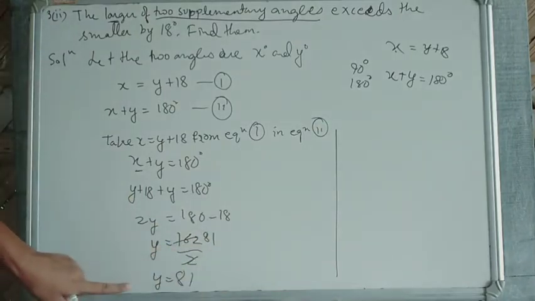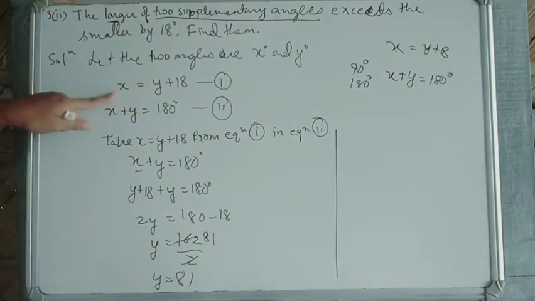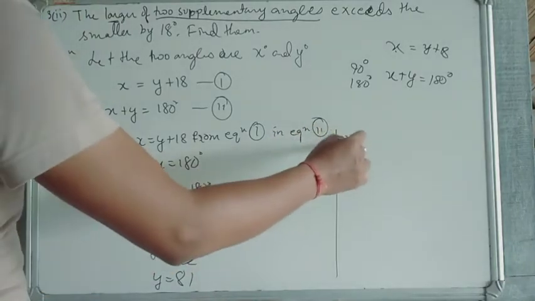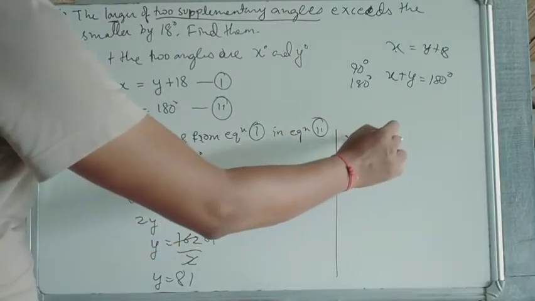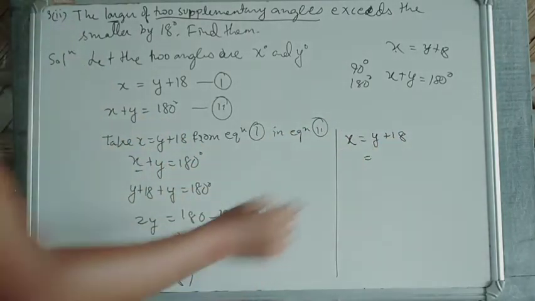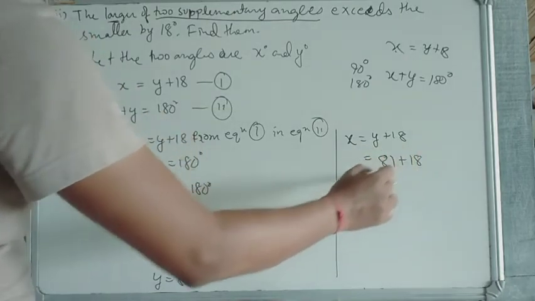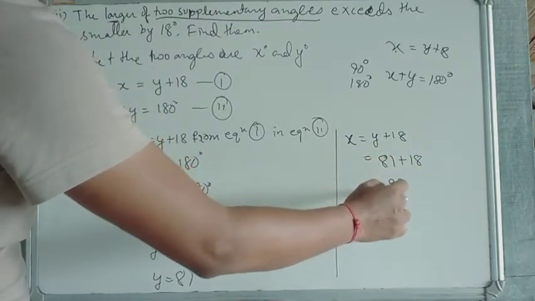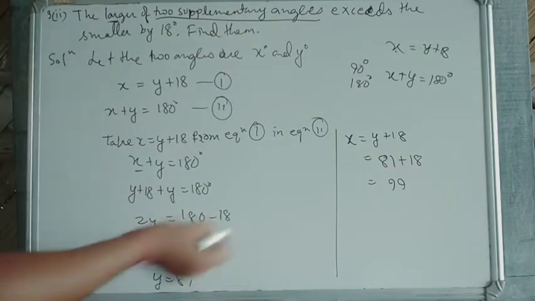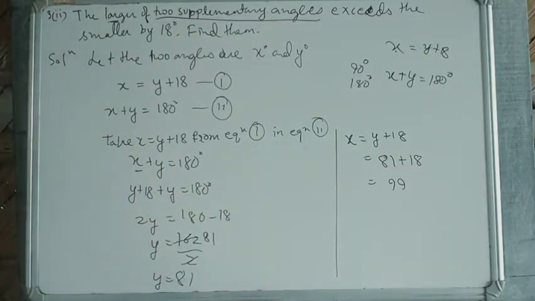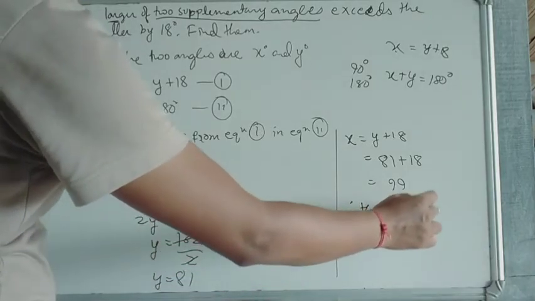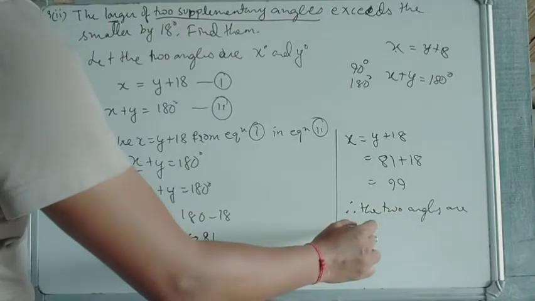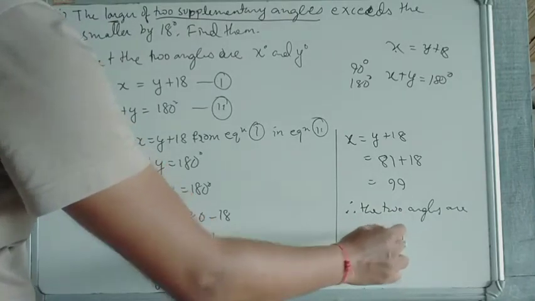Now we got y equal to 81 degrees. Then what will be our x degree? X will be y plus 18, where y is 81, so 81 plus 18, which gives me 99. So x equals 99 degrees. Therefore the two angles are 99 and 81.